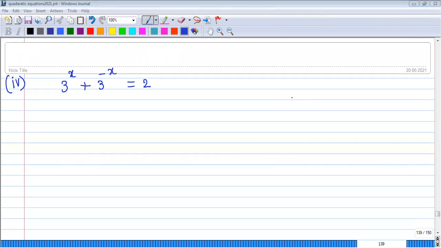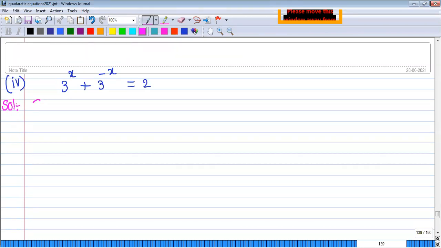What will be the next step? 3 power x equal to t. 3 plus 1 by t equal to 2. Wonderful, good idea. Very good, you got an idea.